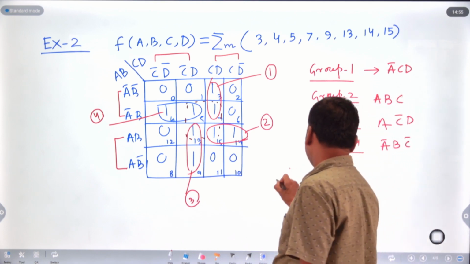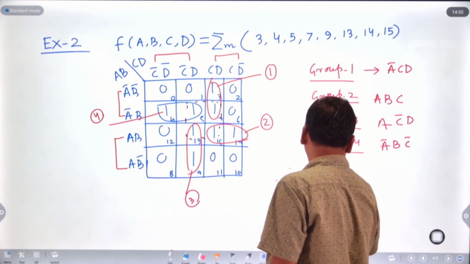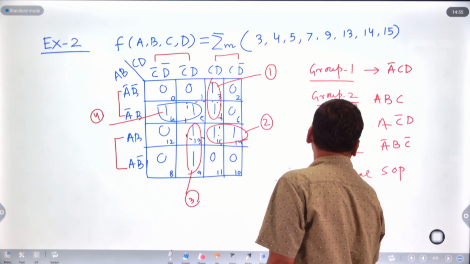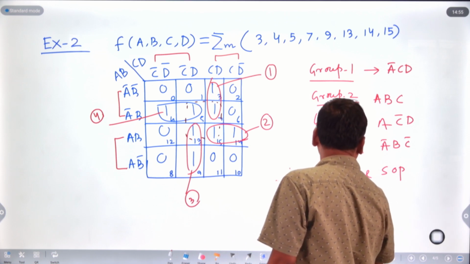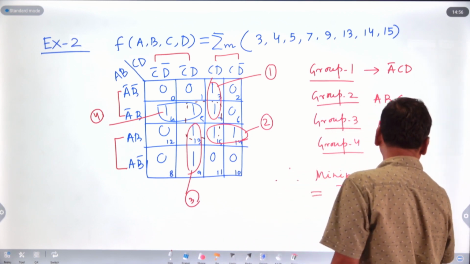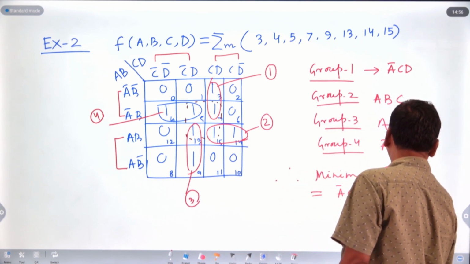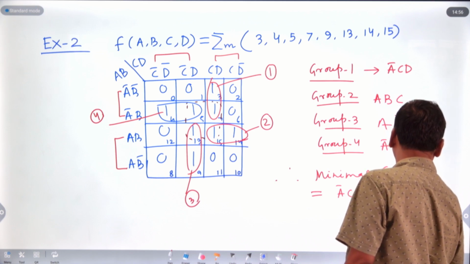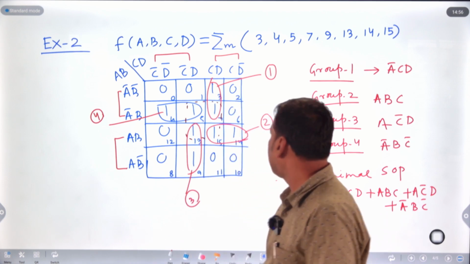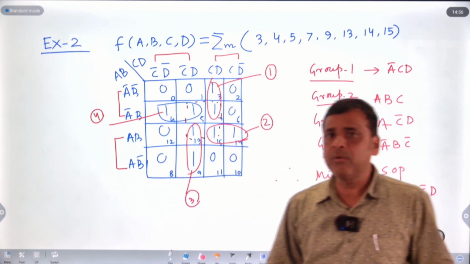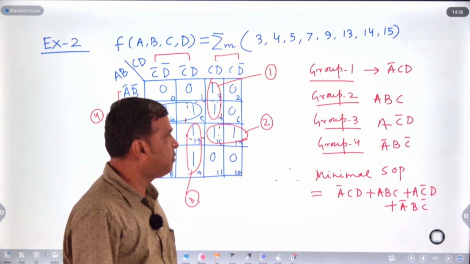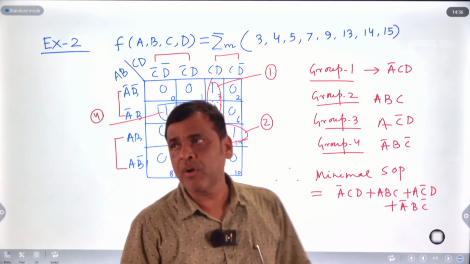So therefore, we can write the minimal sum of products, minimal SOP, that will be A bar CD plus ABC plus AC bar D plus A bar B C bar. So in this way, we will minimize the logic expression using K-map. So thank you. We will meet again in the next class. Again, we will do more and more problems on how to minimize the logic function using K-map.